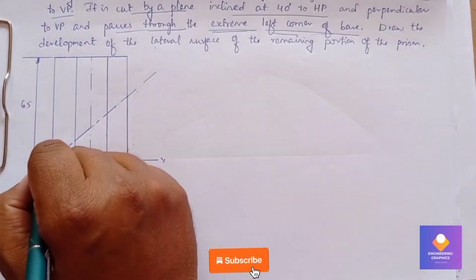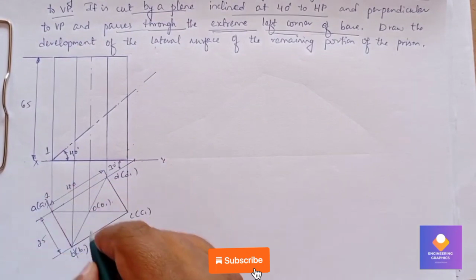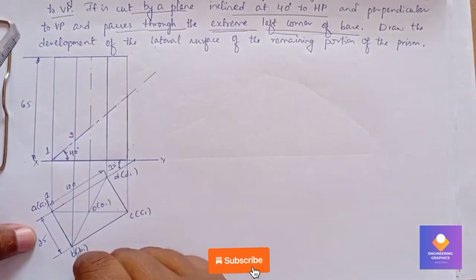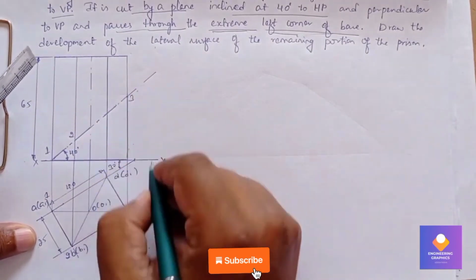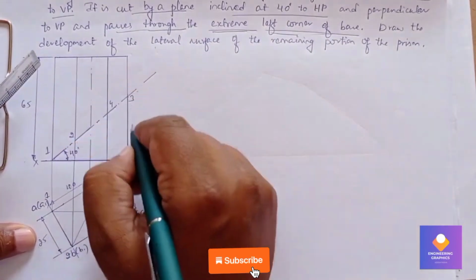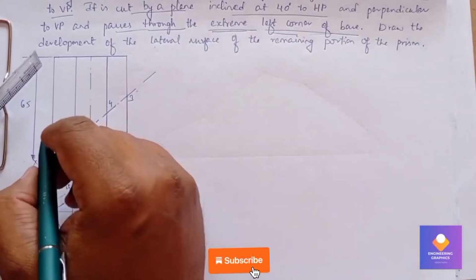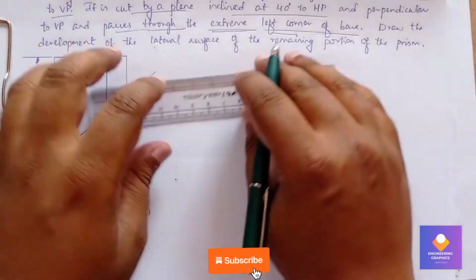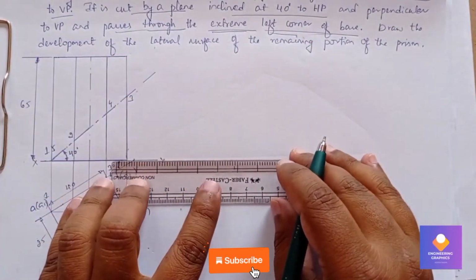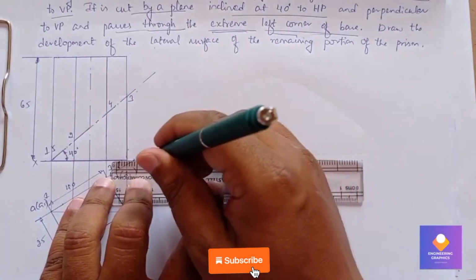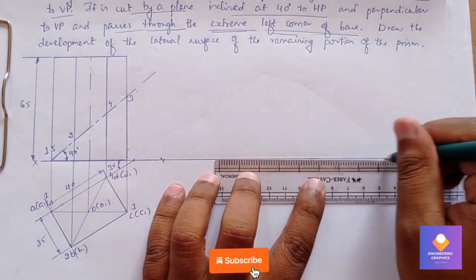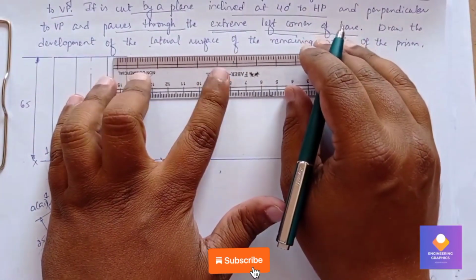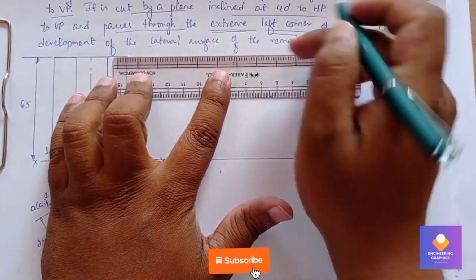Okay, now we need to mark the points here. 1 exactly at A, 2 exactly at B, 3 exactly at C, and 4 exactly at D. So, and again 5 we get it, and 1 here. So now we draw the development of this cut remaining portion of the prism. Okay, so first I will extend these lines, because these things are drawn with the true lengths of line.